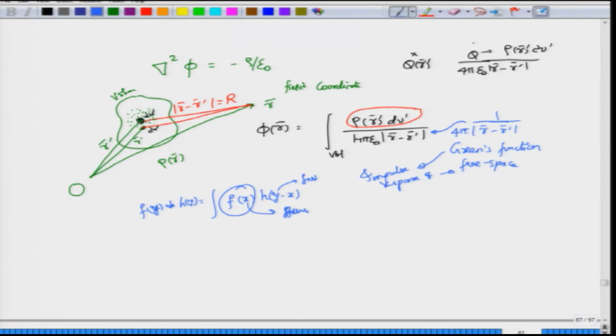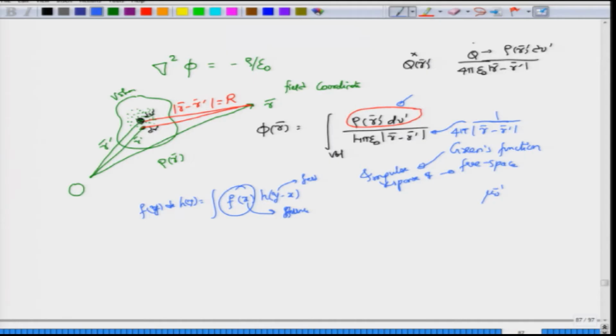The factor of 1 by epsilon naught in the case of the scalar potential, and a factor of mu naught in the denominator, or mu naught inverse, would also be multiplied to represent the Green's function for the scalar potential and for the vector potential. So this equation that we have written is essentially a convolution between the source charges, or the charge distribution, and this Green's function, which is 1 by 4 pi r minus r prime. Please note these 2 points.